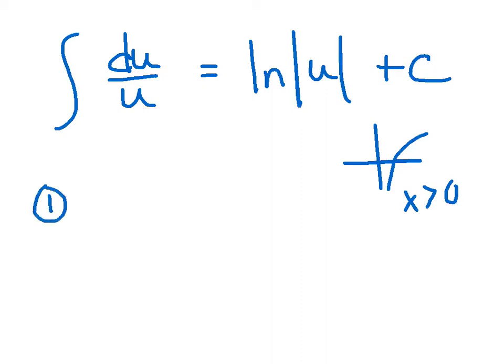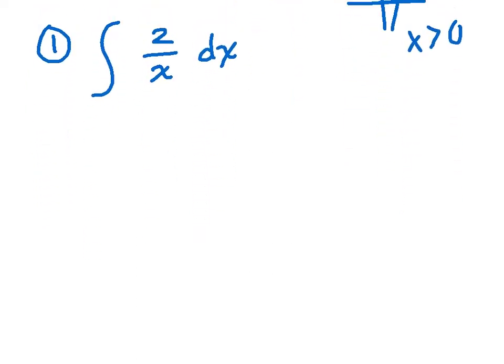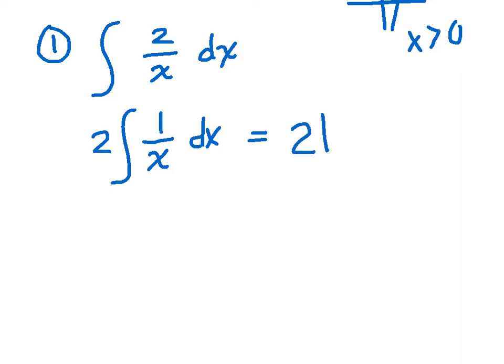All right, question 1. The integral of 2 over x dx. I'm going to start by rewriting this and pulling out the number 2. So this is 2 times the integral of 1 over x dx. Hopefully that 1 over x jumps out at you as the ln of x. So this is really just 2 ln, the absolute value of x, plus c. So 1 over x is my ln of x, du over u is my ln of u.